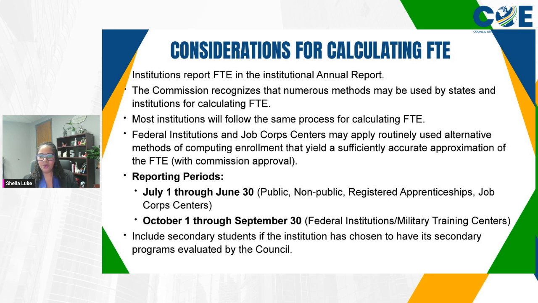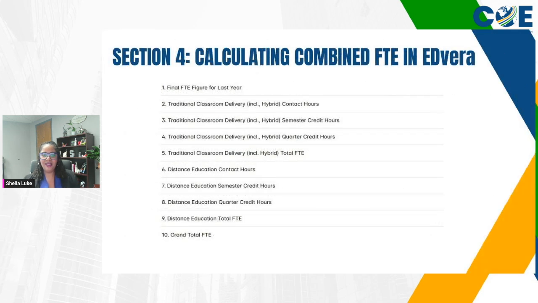So whatever the reporting period may be, it is most important to remain consistent in that reporting for benchmarking and for comparative purposes. And then finally, if you include secondary programs on your approved program list, then you must include these students and programs in your FTE calculations. Okay, now let's talk about the actual calculation of your FTE.